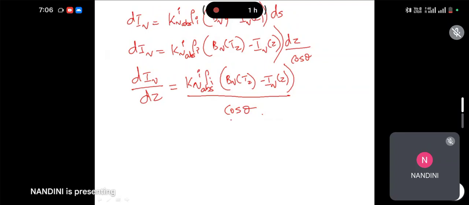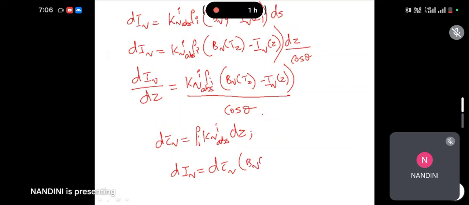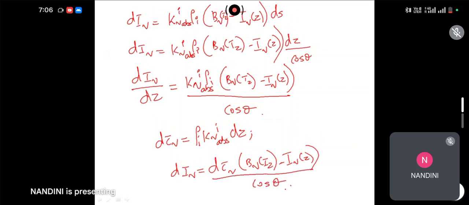Now again, here we can introduce the optical depth, which is d tau nu is equal to rho I k nu absorptivity I into dz. Then dI nu, we can write it as d tau nu into B nu of T of z minus I nu of z divided by cos theta. So this is the equation for dI nu.